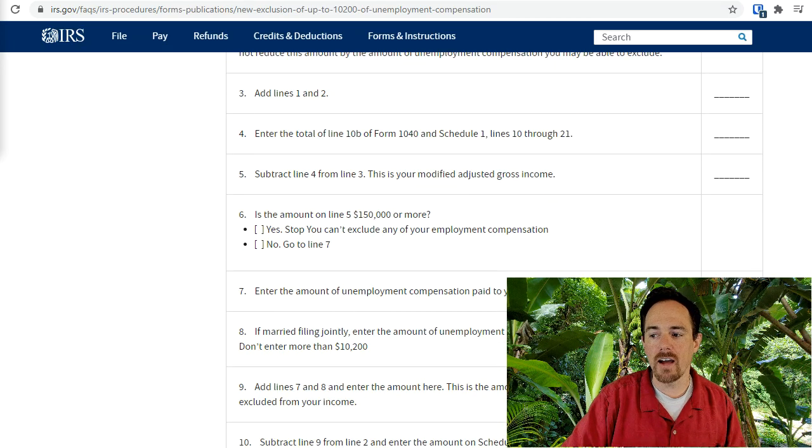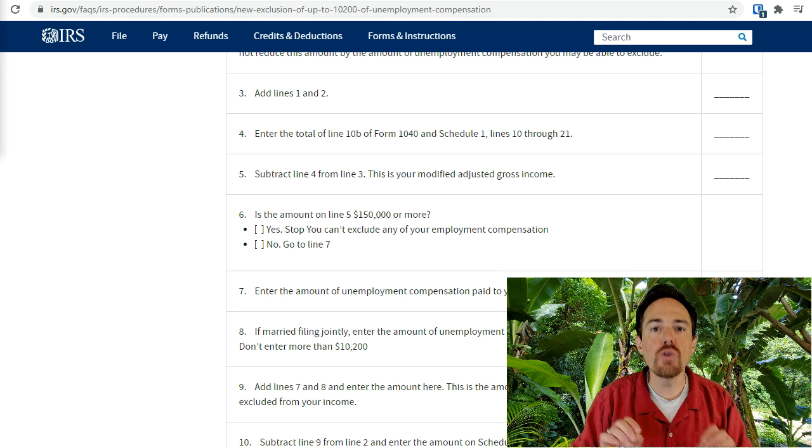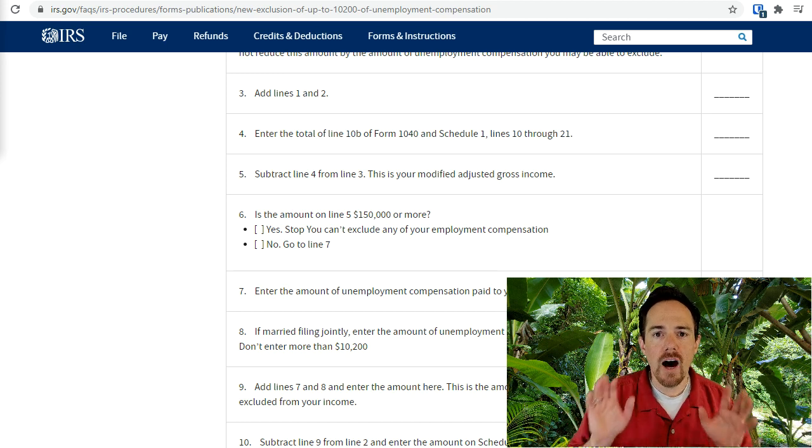modified adjusted gross income. The modified adjusted gross income includes your full amount of unemployment compensation. It's added in there even before you exclude anything. Now, if your total income minus your adjustments is $150,000 or more, whether you're single, head of household, widow, or married filing jointly, doesn't matter. Everybody has the same line. If it's $150,000 or more, you are not allowed to exclude any of your unemployment compensation for 2020. It says right here, yes, it is that much. You cannot exclude it, so you've got to stop right here.